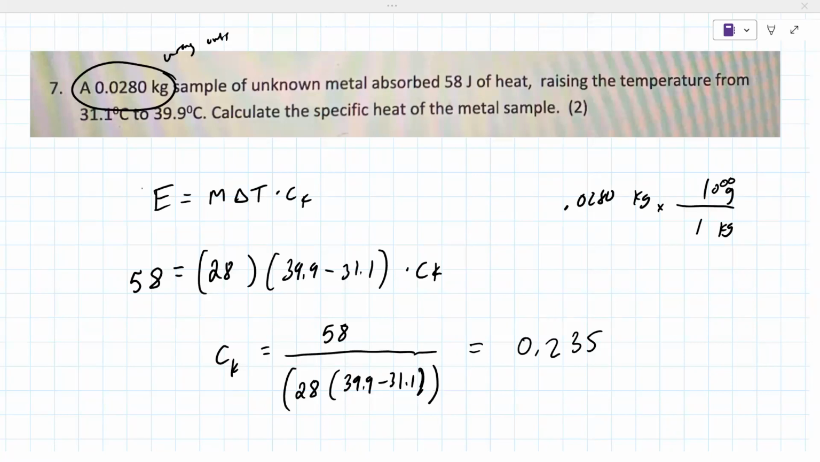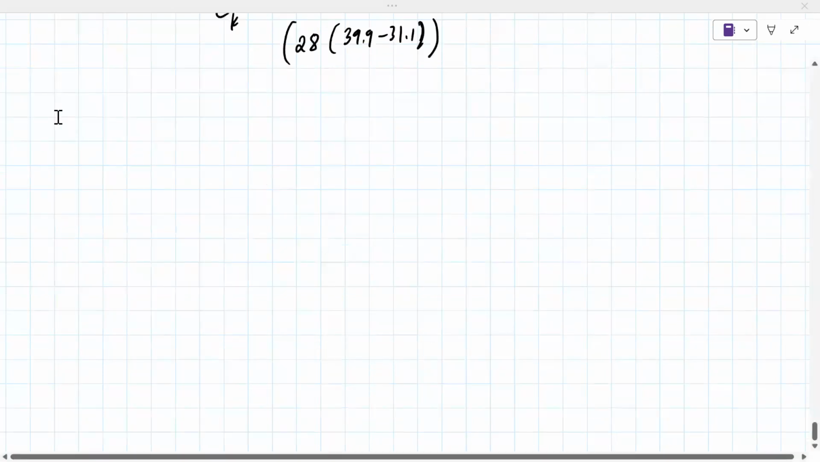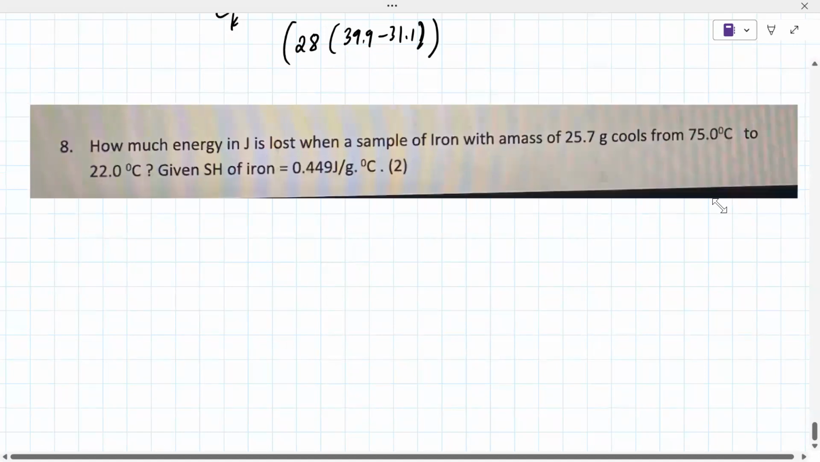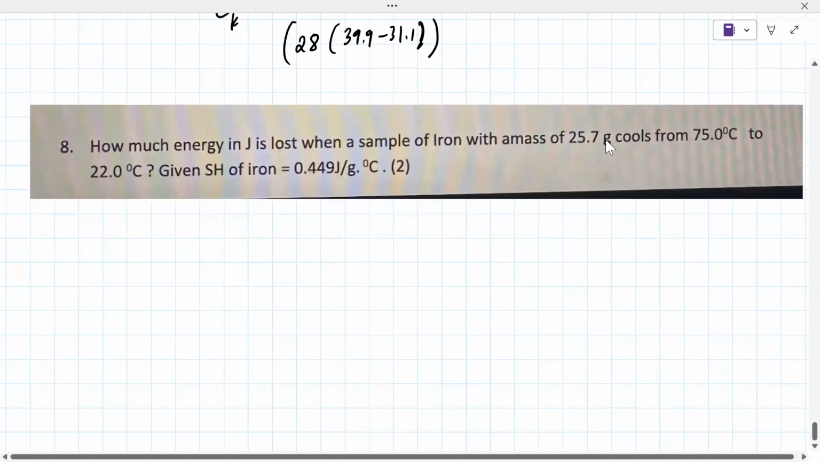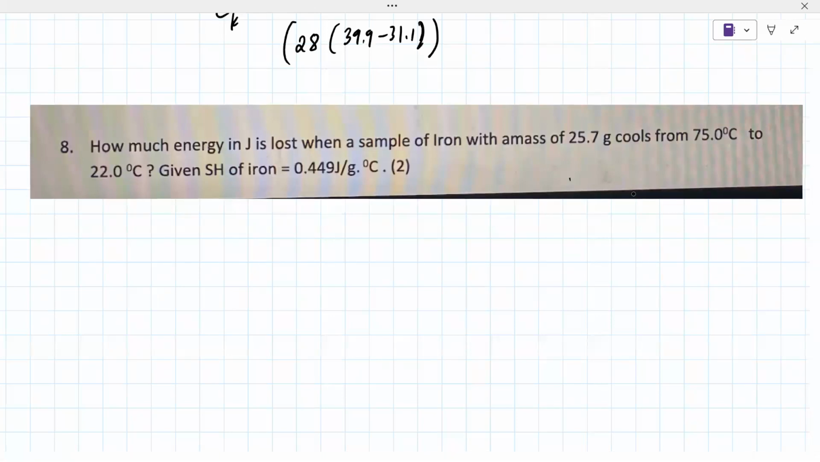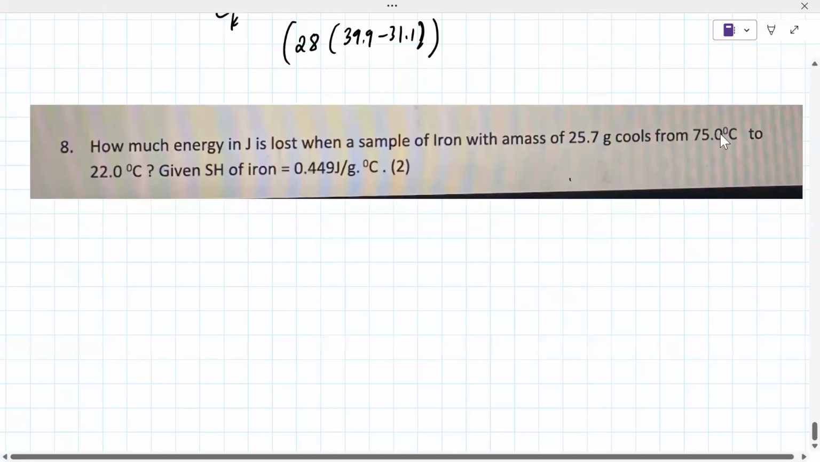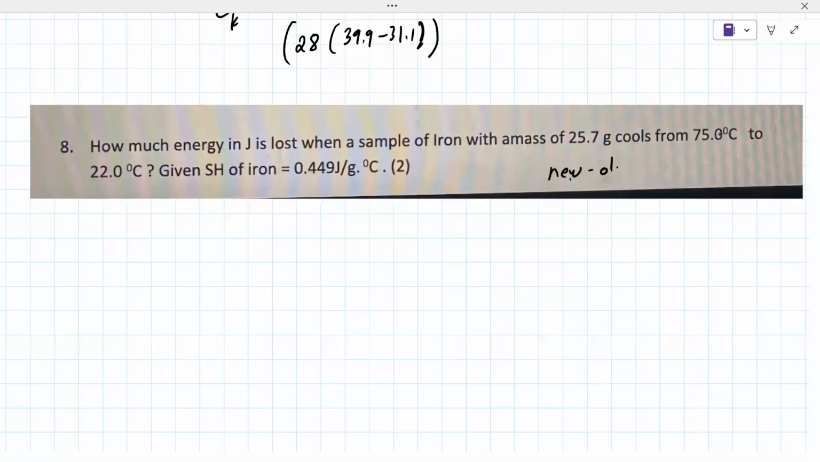All right, number 8 is yet another one of these calculations. Whenever you see a bunch of problems like this, you should say to yourself, I'm going to get a couple like this on my test, so I shouldn't be all that surprised by it. How much energy is lost when a sample of iron of mass 25.7 grams cools from 75 to 22? The way we've been doing the subtraction, it's always turned out positive, but it's always the new minus the old is the delta T. The new temperature here is 22 minus 75, which is negative. So when your energy is negative, that means it's lost.